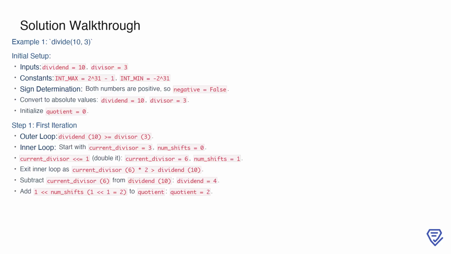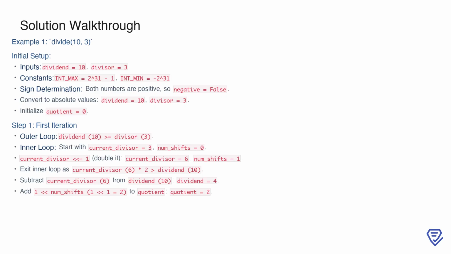Now, we begin the first iteration of the outer loop. Since the dividend, which is 10, is greater than or equal to the divisor, which is 3, we proceed. Inside the inner loop, we start with the current divisor initialized to 3, and the shift count, number_shifts, is set to 0. Doubling the current divisor gives us 6, and we increment number_shifts to 1. We stop doubling since doubling it again would exceed the dividend.